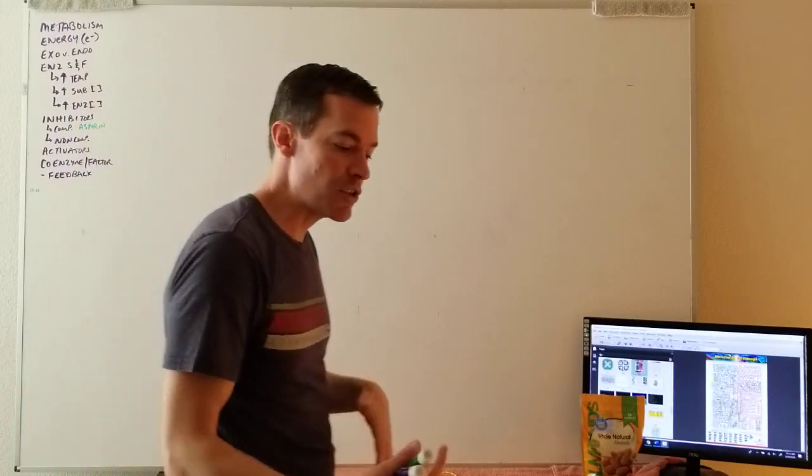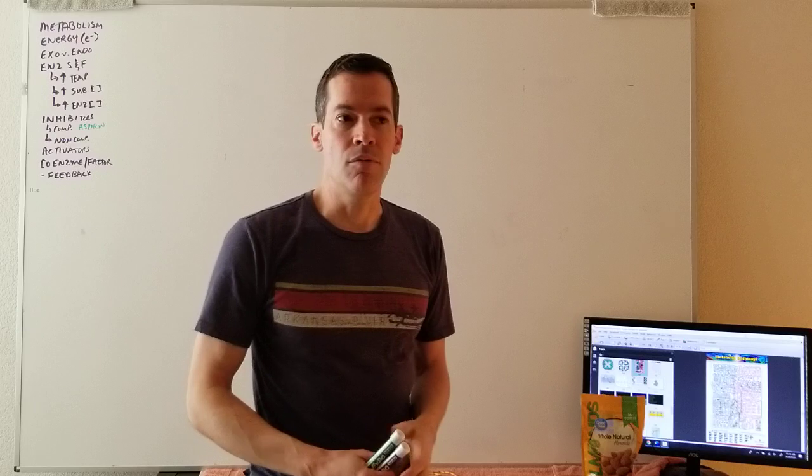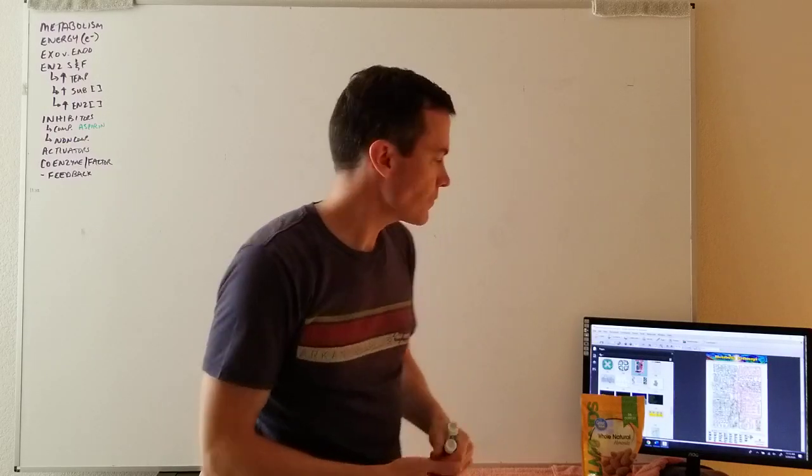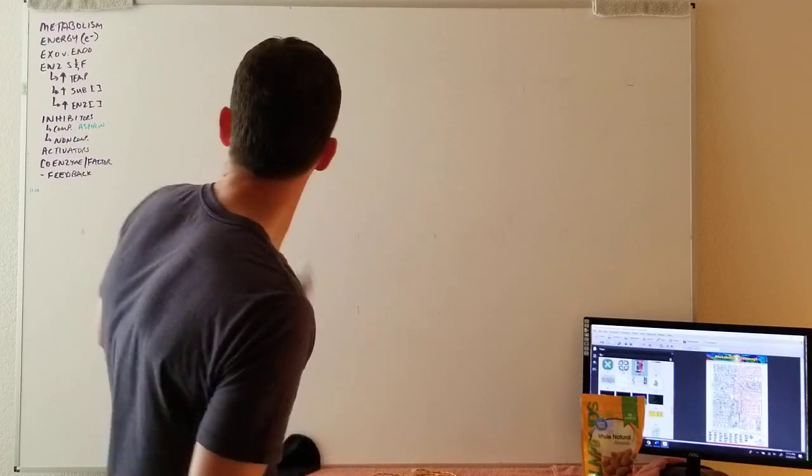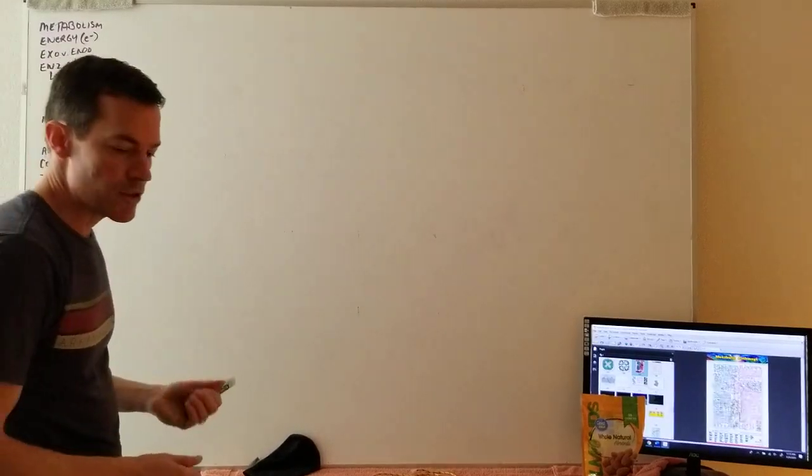Negative feedback and positive feedback loops will come back in later on in the genetics unit, but we'll give a negative feedback example here. Okay, so the first thing that we wanted to look at was metabolism.